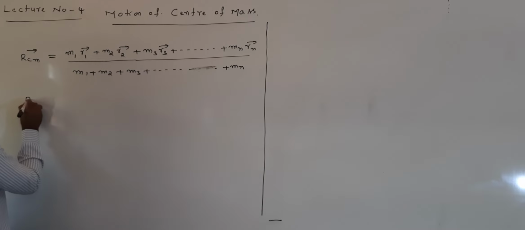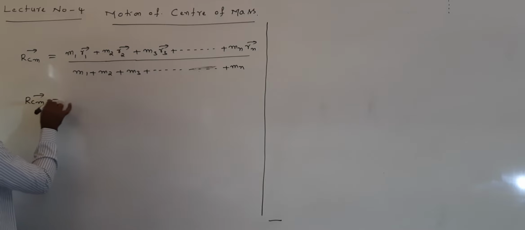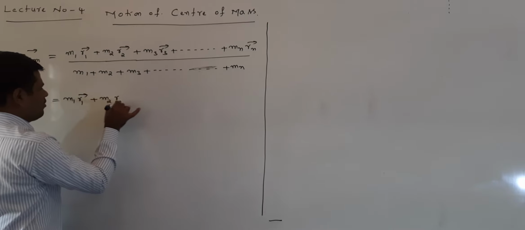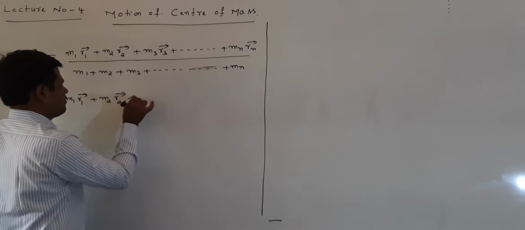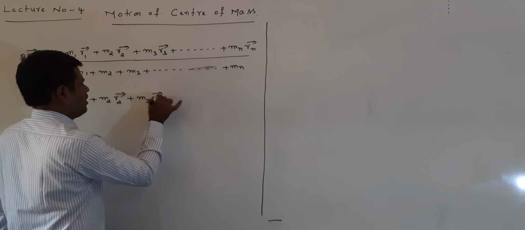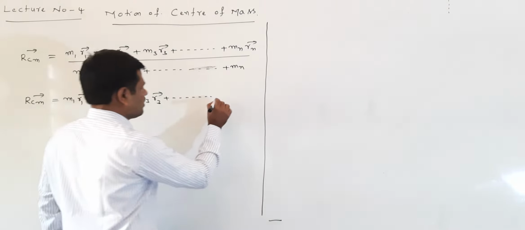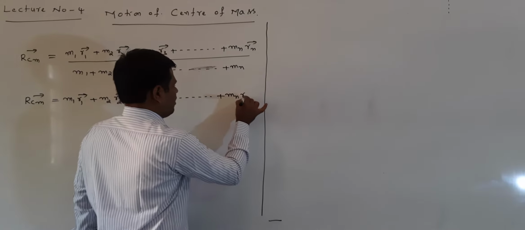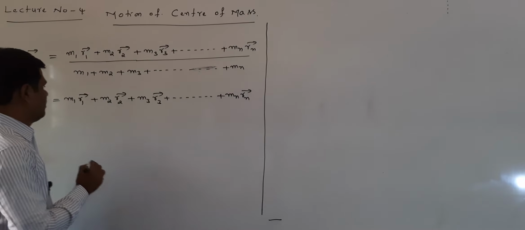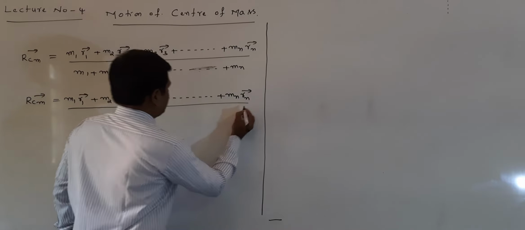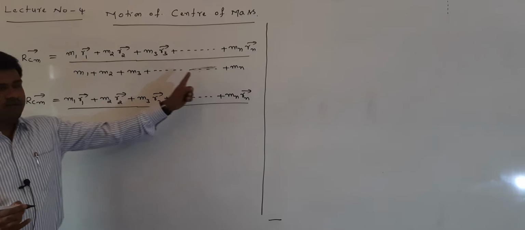Now this is the position vector of the center of mass. RCM bar is equal to M1 R1 bar plus M2 R2 bar plus M3 R3 bar plus and so on, Mn Rn bar, divided by the total mass, M1 plus M2 plus M3 plus and so on, Mn. That can be written as the total mass of the system.